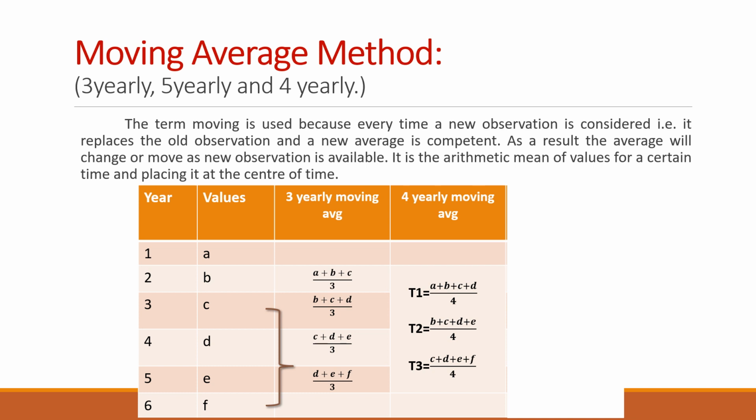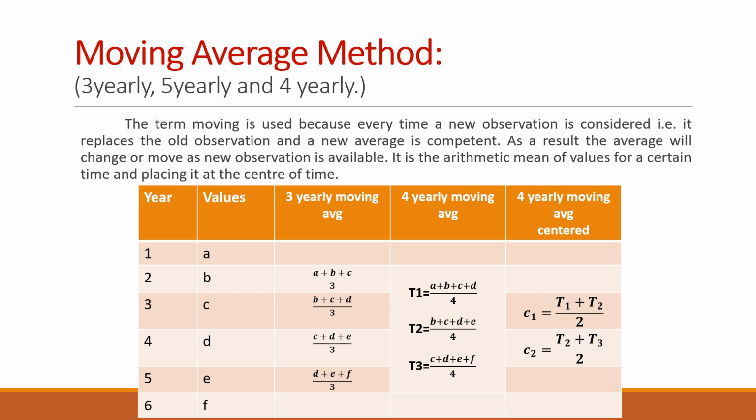As the average values are in between the second and third, third and fourth, and fourth and fifth years, while drawing the graph it is not appropriate to draw between the second and third. We have to align it to a particular year. For that purpose, one more step is considered in the 4-yearly average. When the moving average is calculated for even years, one more step has to be done, that is centering. In centering, the average values are calculated so we center them, that is, align them to a particular year.